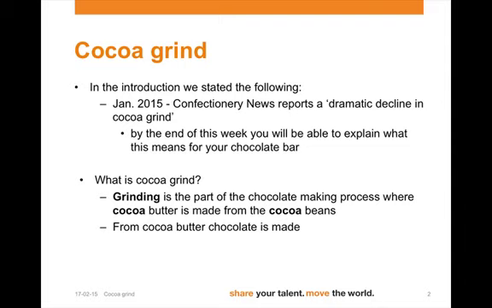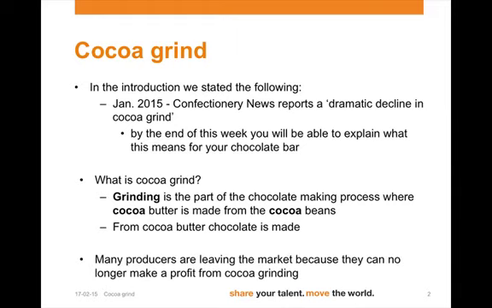First of all, what is cocoa grind? Grinding is a part of the chocolate making process where cocoa butter is made from the cocoa beans, and from the butter chocolate is made. So the cocoa butter is therefore a natural resource used in the production of chocolate. Many producers are leaving the market because they can no longer make a profit from cocoa grinding. The margins are too slim.